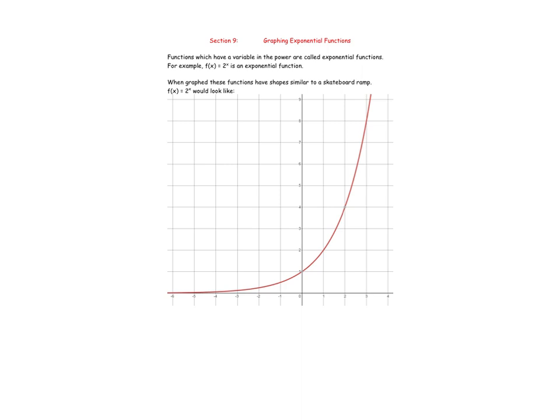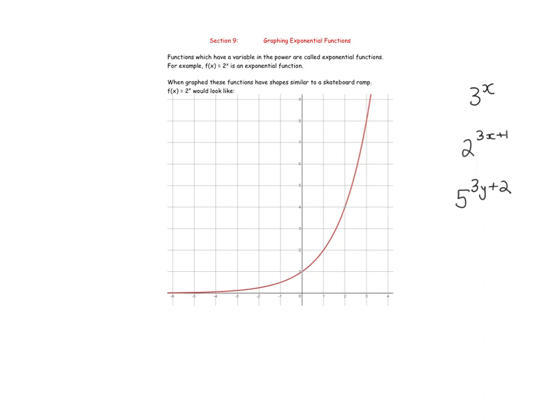Functions which have a variable in the power are called exponential functions. For example, f of x equal to 2 to the power of x is an exponential function. So if we had 3 to the power of x, or 2 to the power of 3x plus 1, or 5 to the power of 3y plus 2, they're all exponential functions.